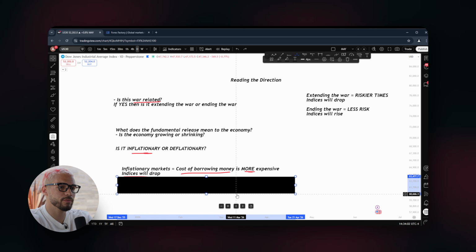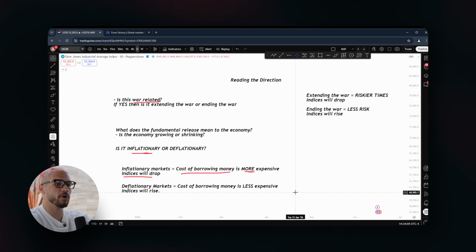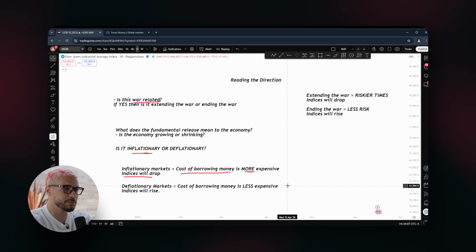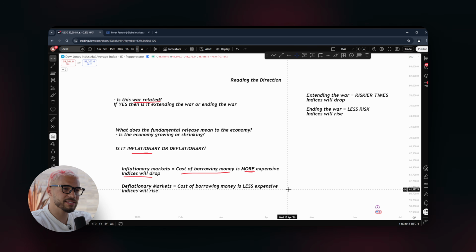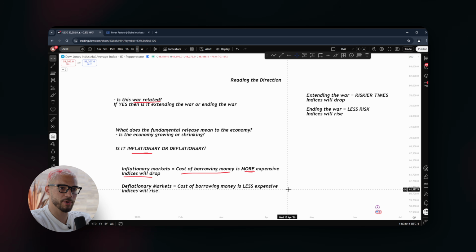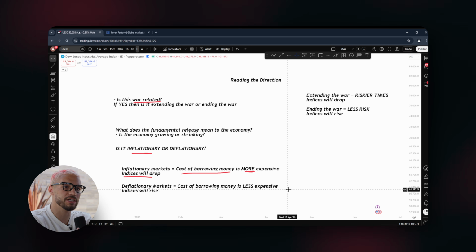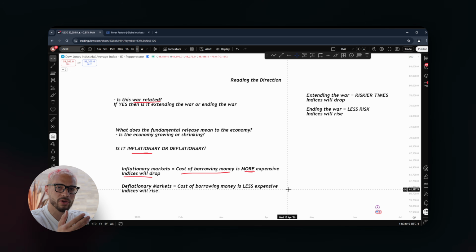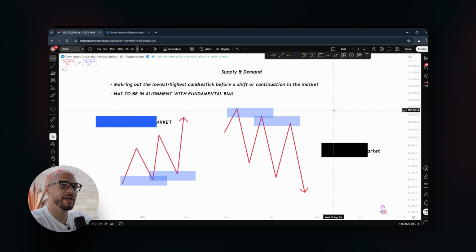Now, on the other hand, we have deflationary markets. And deflationary markets mean that the cost of borrowing money is less expensive, so indices will rise. The biggest thing for investors is how they leverage their money. So when they're actually able to borrow money at a cheaper rate, you're going to see the indices rise upwards. And so up next, we have supply and demand.